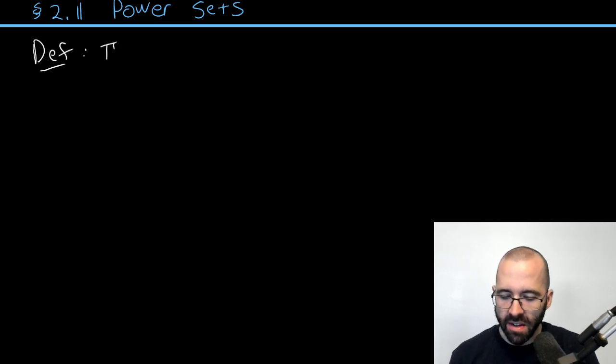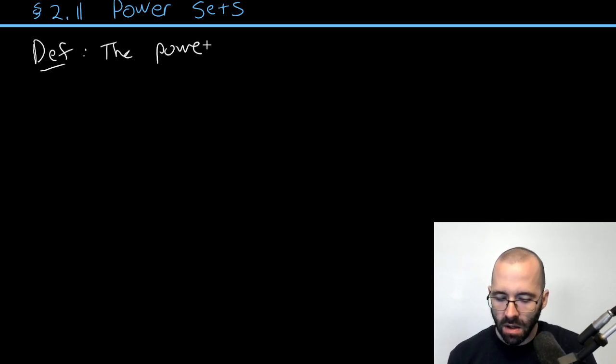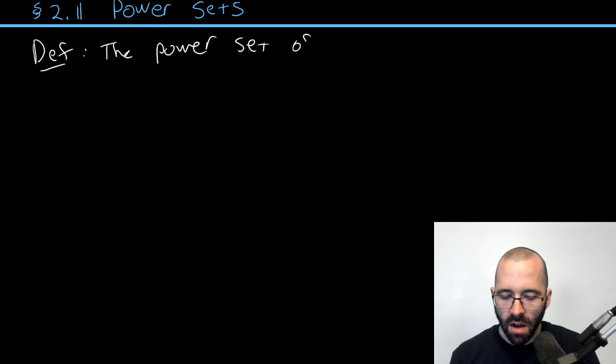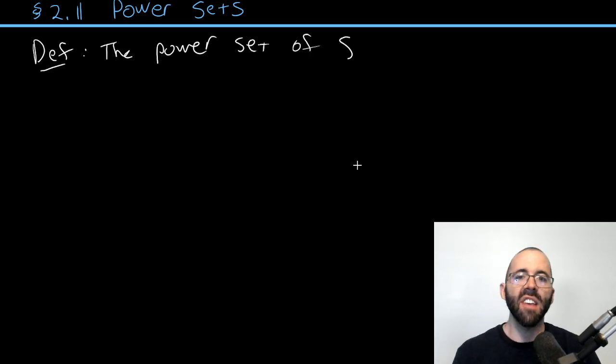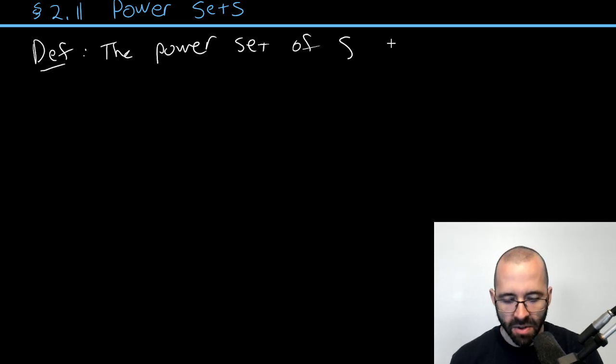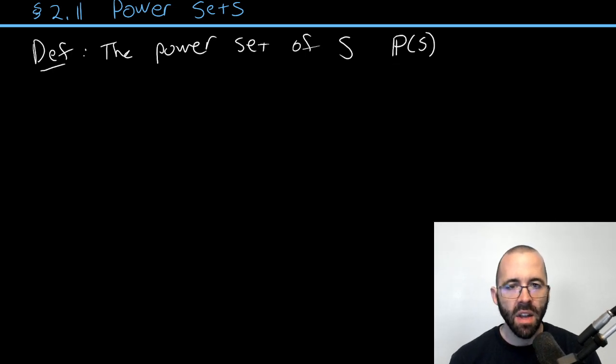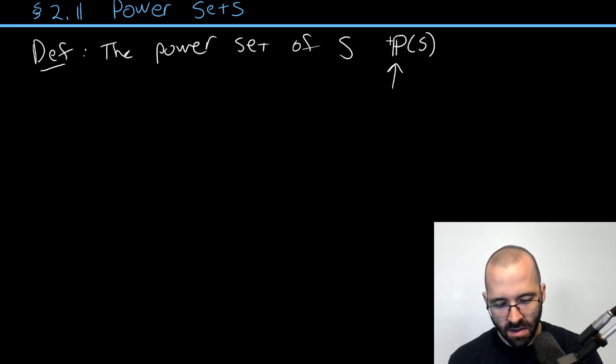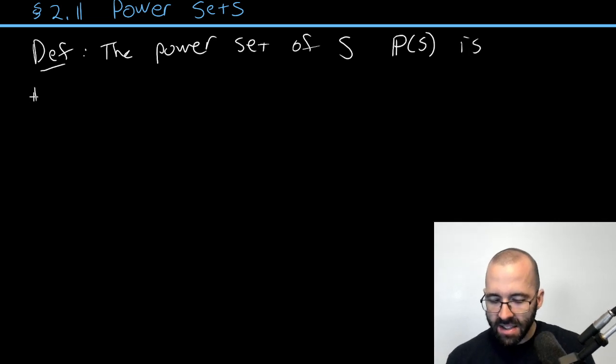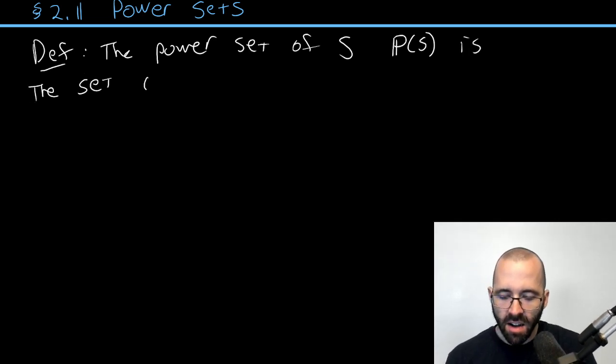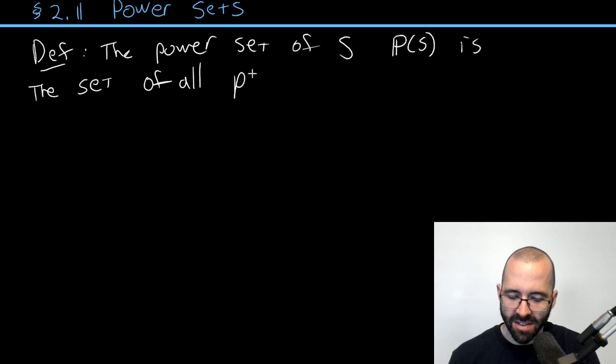So the power set of some set. So it's a set of sets. Let's say we have some kind of set, we can talk about its power set. So if S is a set, we say that P of S, with again that bold P right there, P of S is the power set. And what that means is it's the set of all possible subsets.